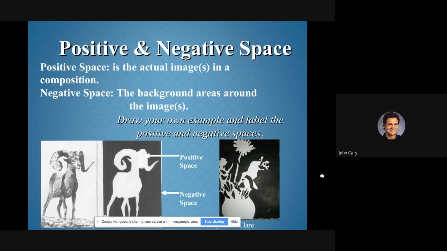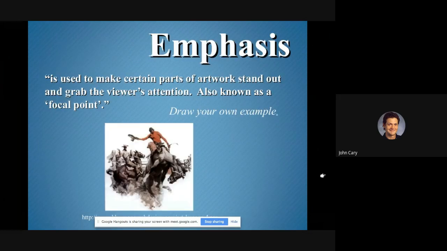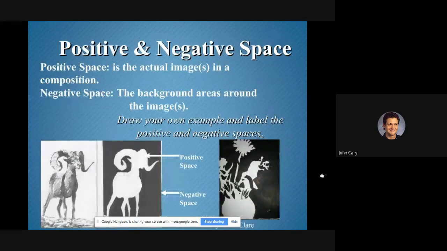Space can also refer to positive and negative space. Negative space is what artists like to call air. It's just a fancy word for air. So the ram itself is the positive space, and the shapes that are created in between the ram's neck and the horn is the negative space. I think we'll stop right there.